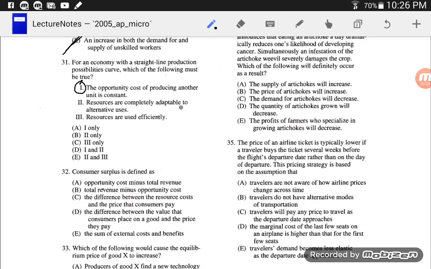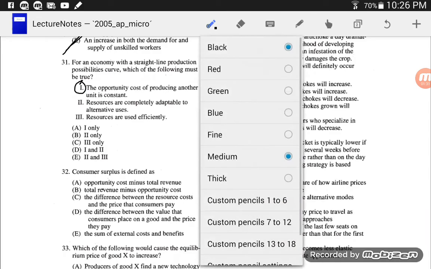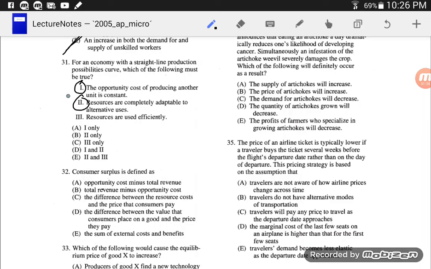But if it's a straight line, those opportunity costs are definitely constant. Resources are completely adaptable to alternative uses. Absolutely, they must be. Otherwise we wouldn't have that constant opportunity cost. And resources are used efficiently. I don't know what a straight line production possibilities curve has to do with resources necessarily being used efficiently. We can't say that. It just tells us maybe where they could be used efficiently, but doesn't guarantee that we are actually on that line. I'm going to go with D, with just 1 and 2.